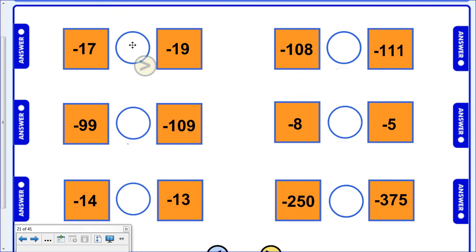All right, so here, negative 17 is closer to 0 than negative 19. So negative 17 is greater than negative 19. Negative 99 is closer, so negative 99 is greater than negative 109. Negative 14 is farther, so negative 14 is less than negative 13. Negative 108 is closer than negative 111, so negative 108 is greater. Here we have negative 8 and negative 5. Negative 5 is closer to 0, so negative 5 is bigger. Negative 8 is less than negative 5. And then negative 250 is closer or greater than negative 375.